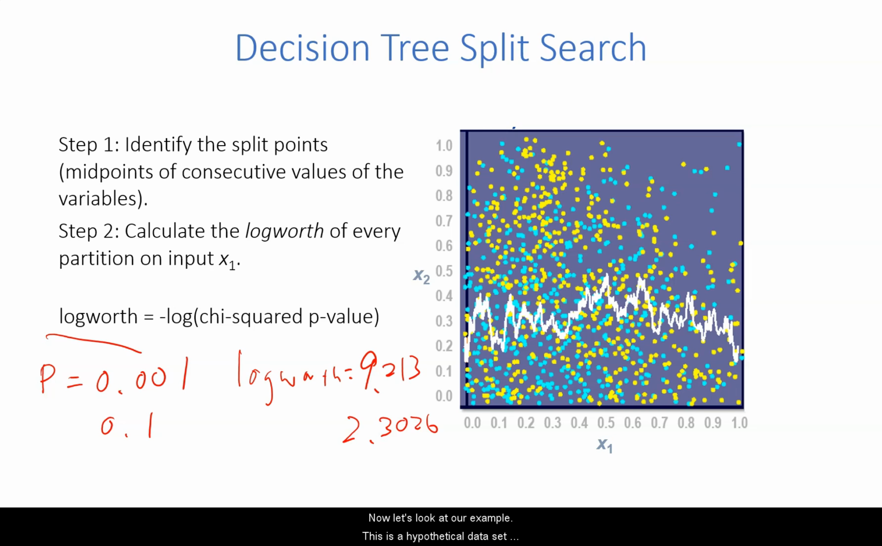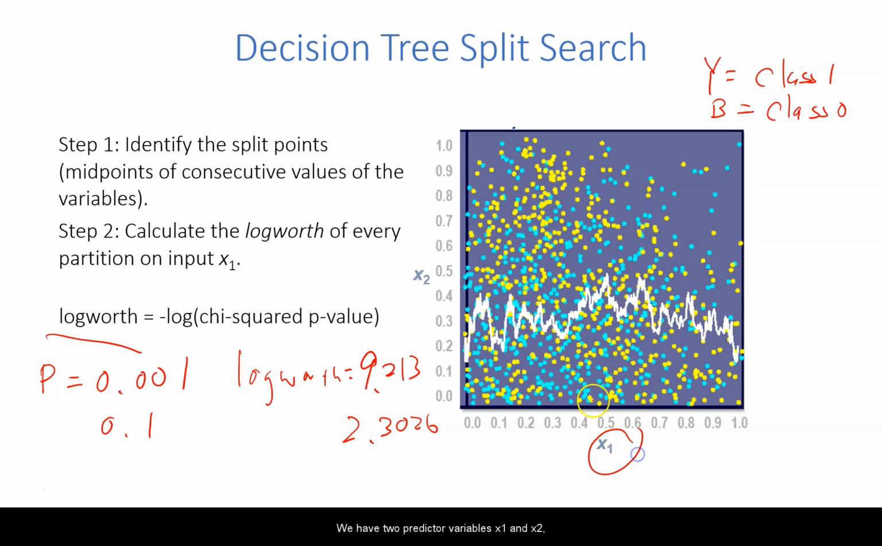Now let's look at an example. This is a hypothetical dataset with data points that belong to two classes, yellow and blue. And let's use yellow as the target class, or class 1, and the blue as the non-target class, or class 0. We have two predictor variables, x1 and x2, which can be any numeric variables.